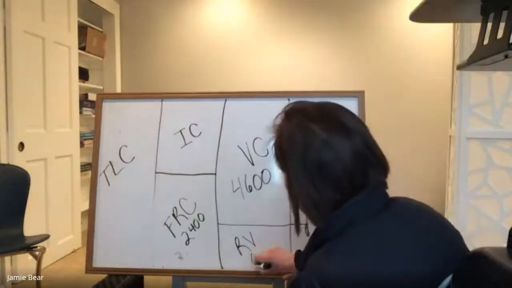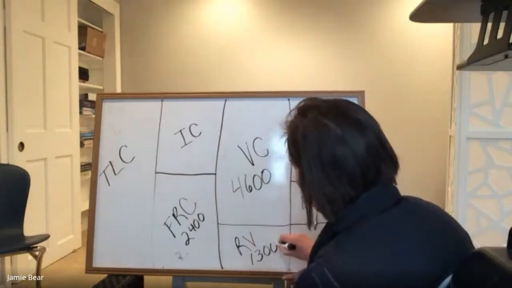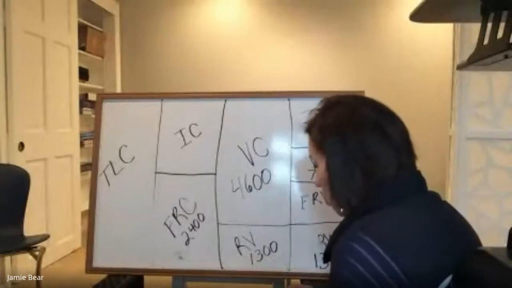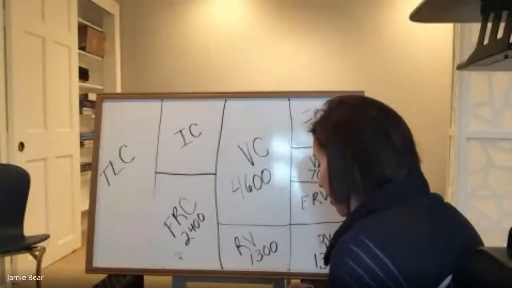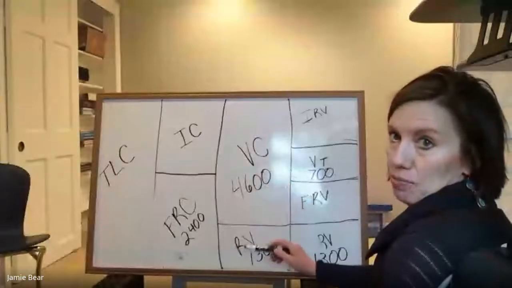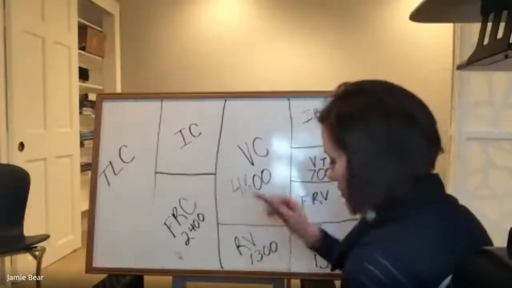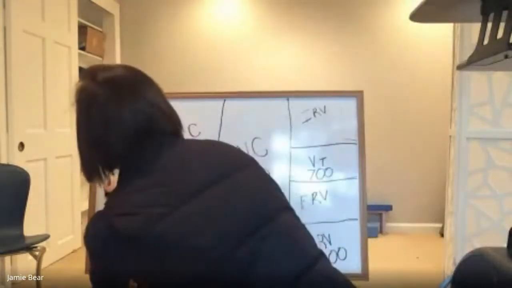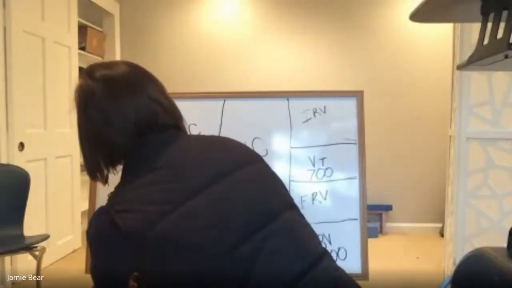Okay, so let's start filling in. If 1,300 is over here, oh, look at that. We've already filled in a whole column. So now we're looking at our total lung capacity. So 4,600 plus 1,300, we already have our total lung capacity. Okay, so that gives us 5,900. So we know that's a good start.